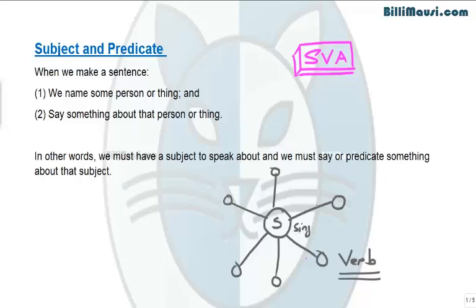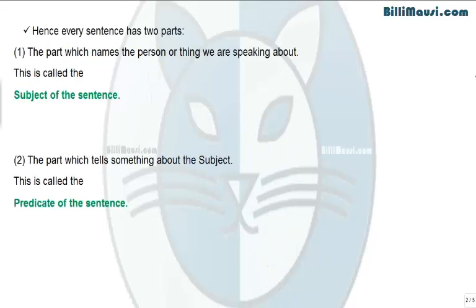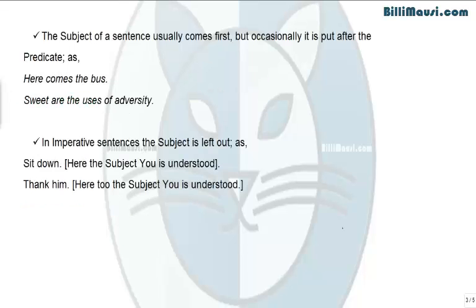Additionally, whatever is told about the subject falls under the category of predicate. So whatever comes outside this parameter is basically the predicate. So let's see the definition. When we make a sentence, we name some person or thing and say something about that person or thing. In other words, we must have a subject to speak about, and we must say or predicate something about that subject. Hence, every sentence has two parts. The part which names the person or thing we are speaking about, this is called the subject of the sentence. The part which tells something about the subject, this is called the predicate of the sentence. As simple as that.